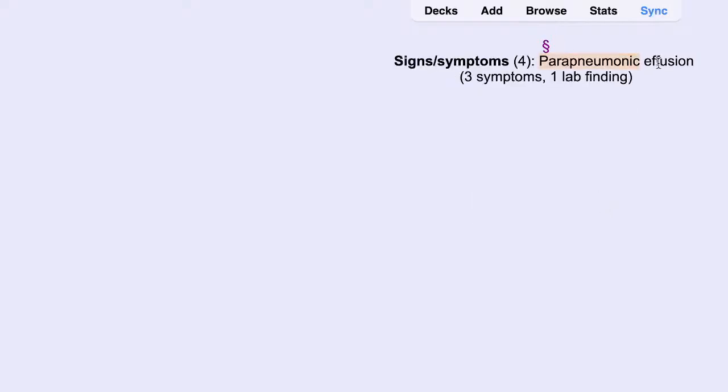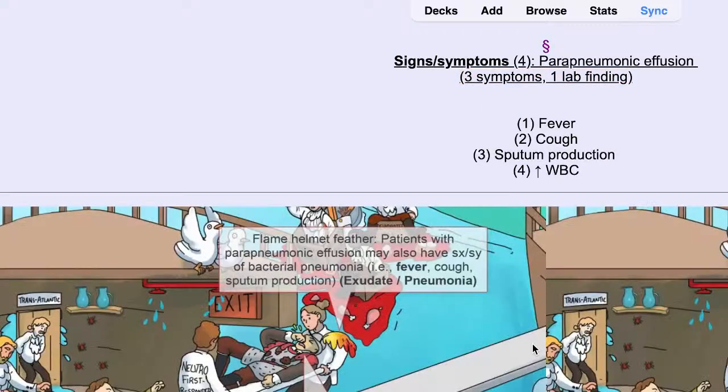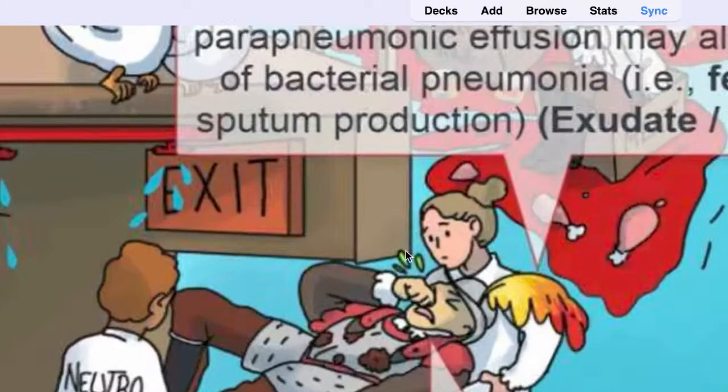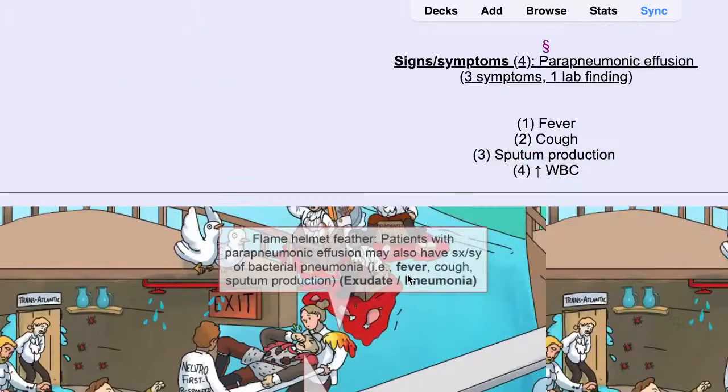Okay, parapneumonic effusion. We have to know the 3 symptoms and the 1 lab finding. So what do we have? We got someone with fever, some cough, and sputum, the green stuff. We have fever, cough, sputum, and a new WBC. It's for any respiratory infection, but WBCs, that's important.